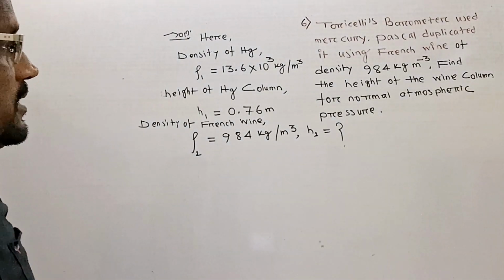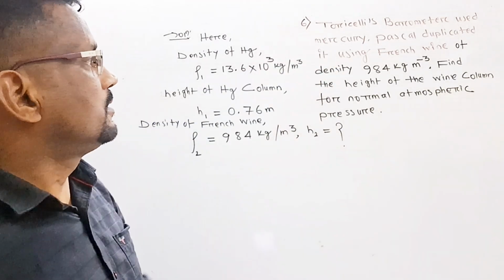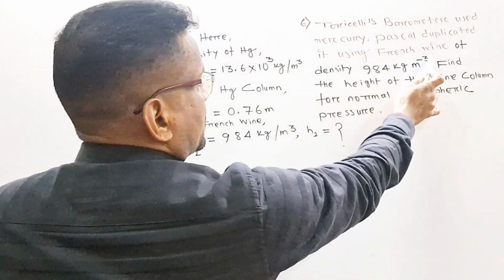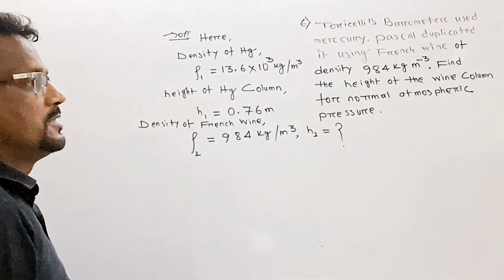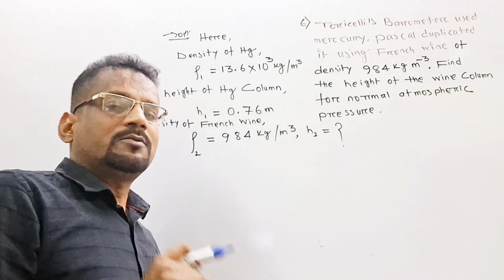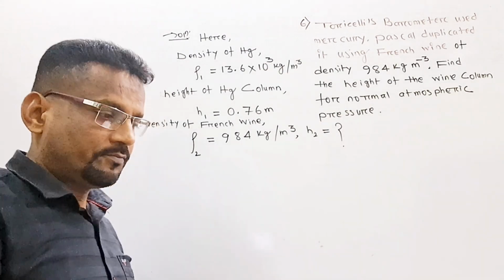Next, your question number 6, chapter Mechanical Properties of Fluid. Torricelli's barometer used mercury. Pascal duplicated it using French wine of density 984 kg per meter cube. Find the height of the wine column for normal atmospheric pressure.